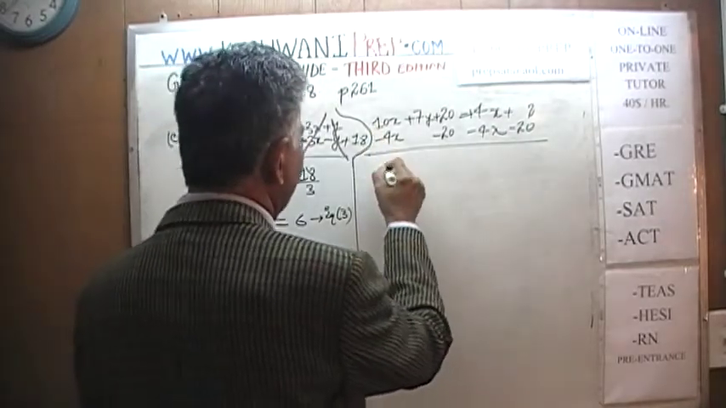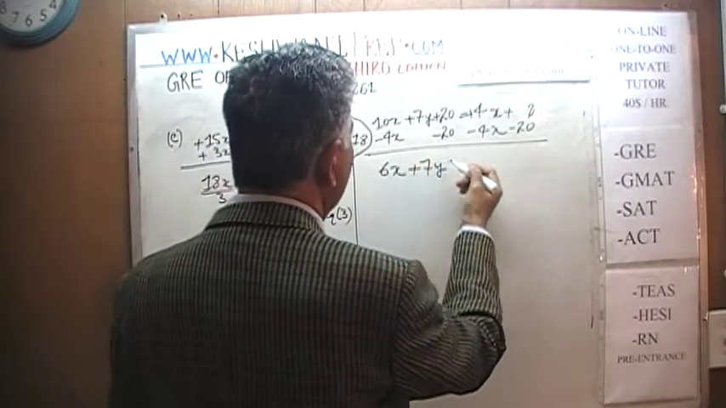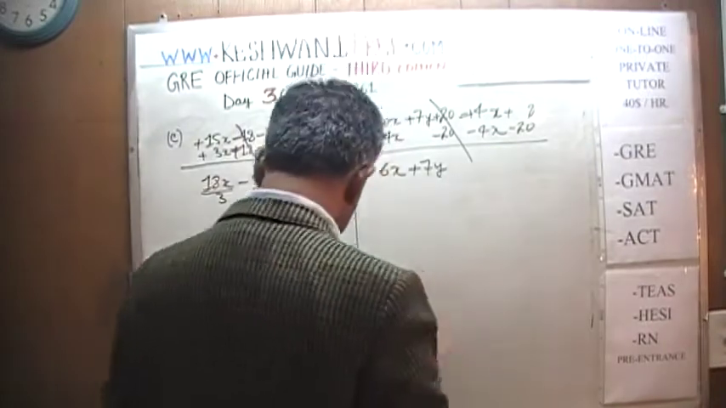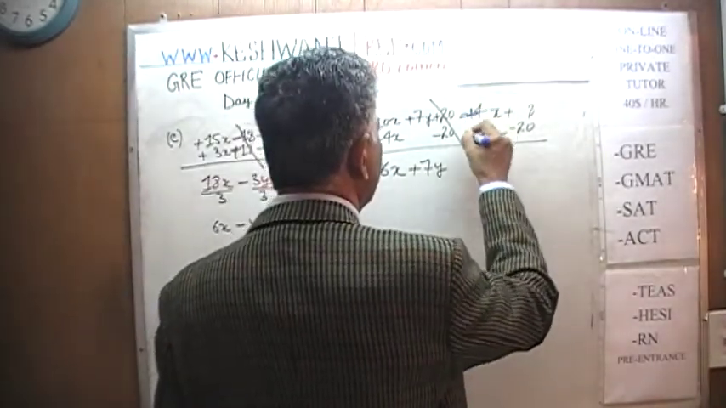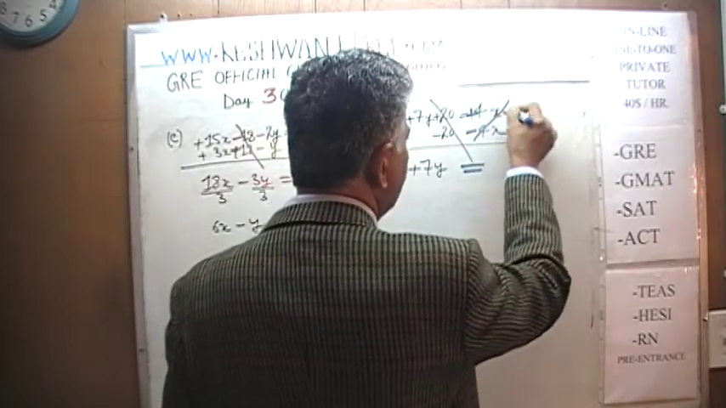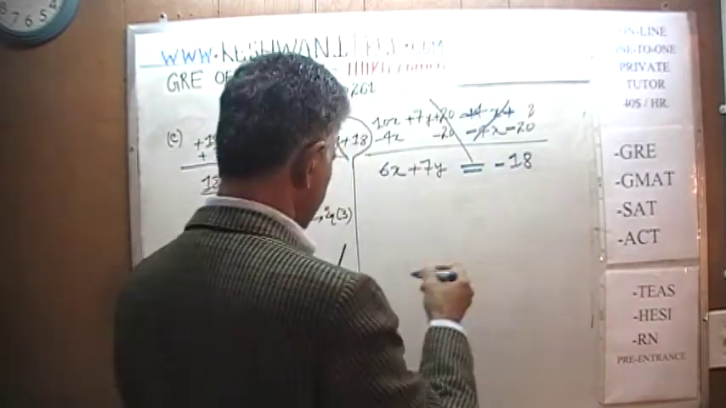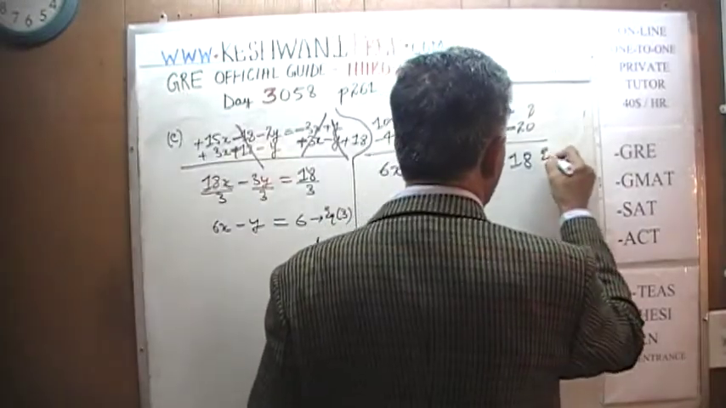10x minus 4x is 6x. 7y is simply going to come down. 20 and 20 is going to cancel out. That was the whole point. And this positive 4x and negative 4x is going to go away. We have an equal sign. A positive 2 and a negative 20 is going to give us negative 18. That's our equation 4.